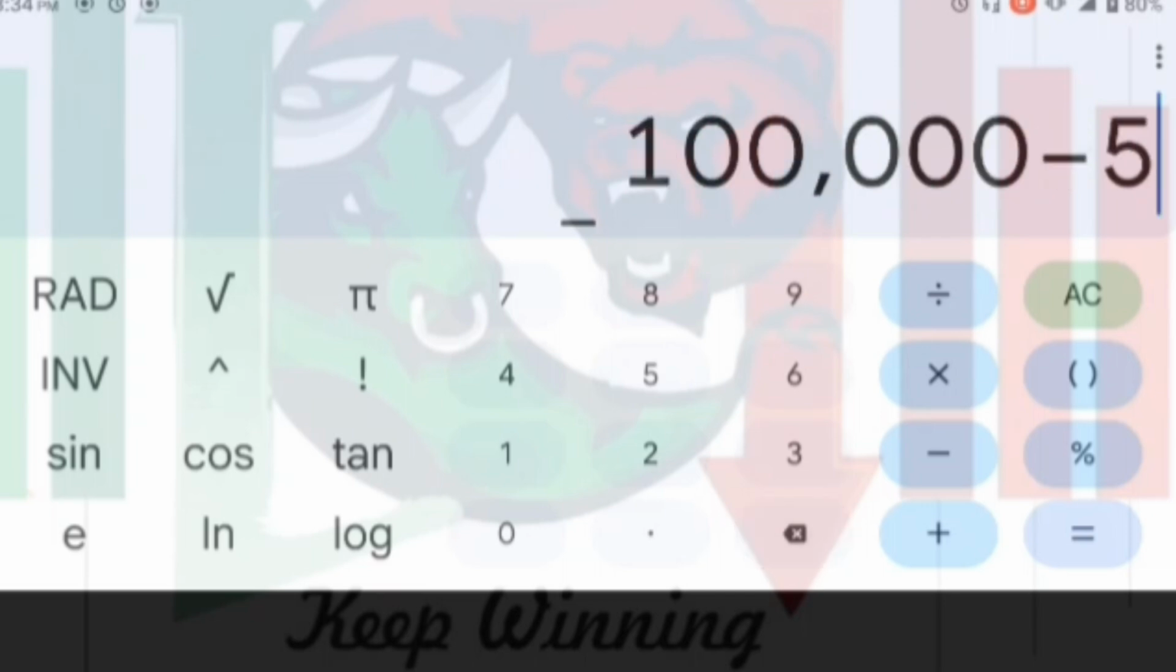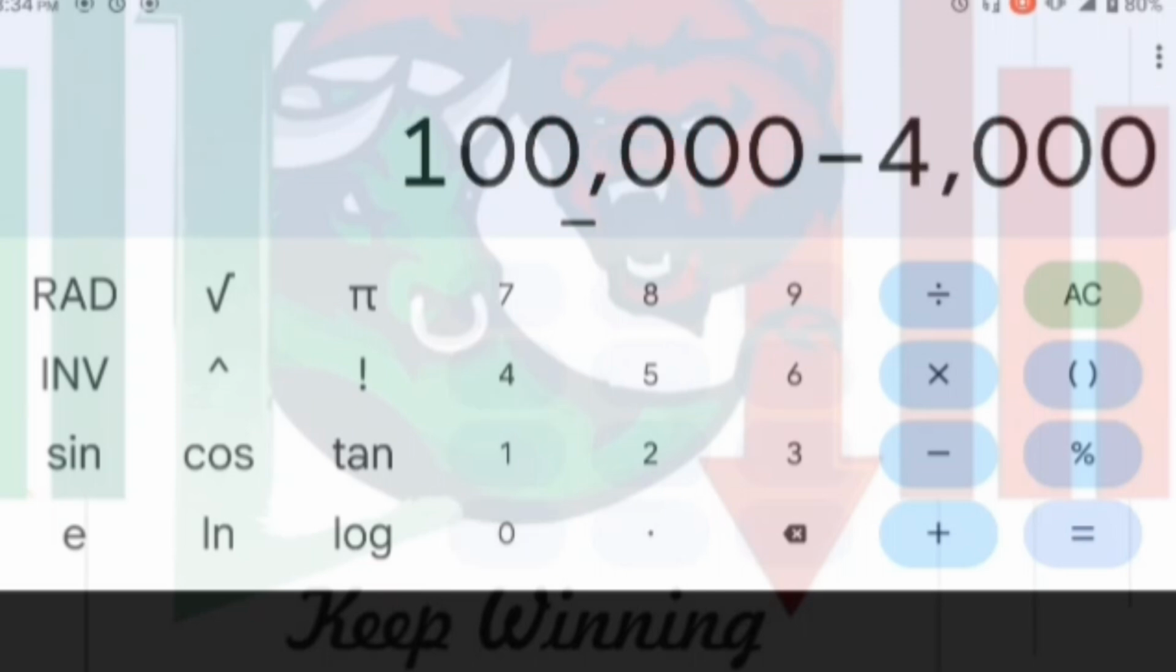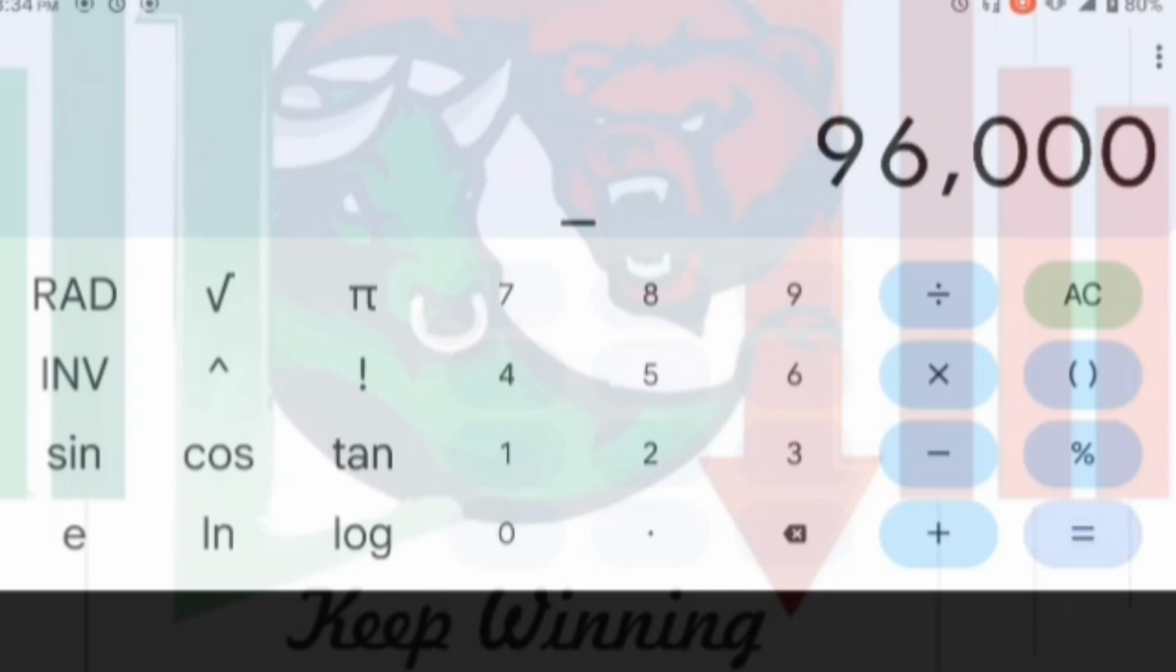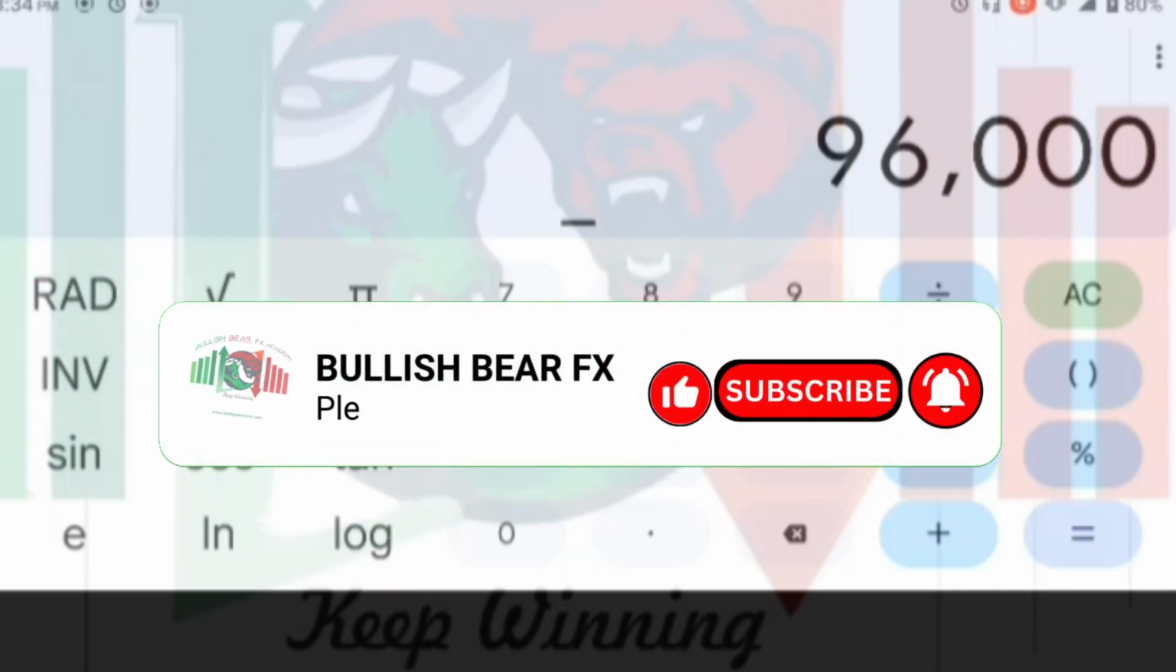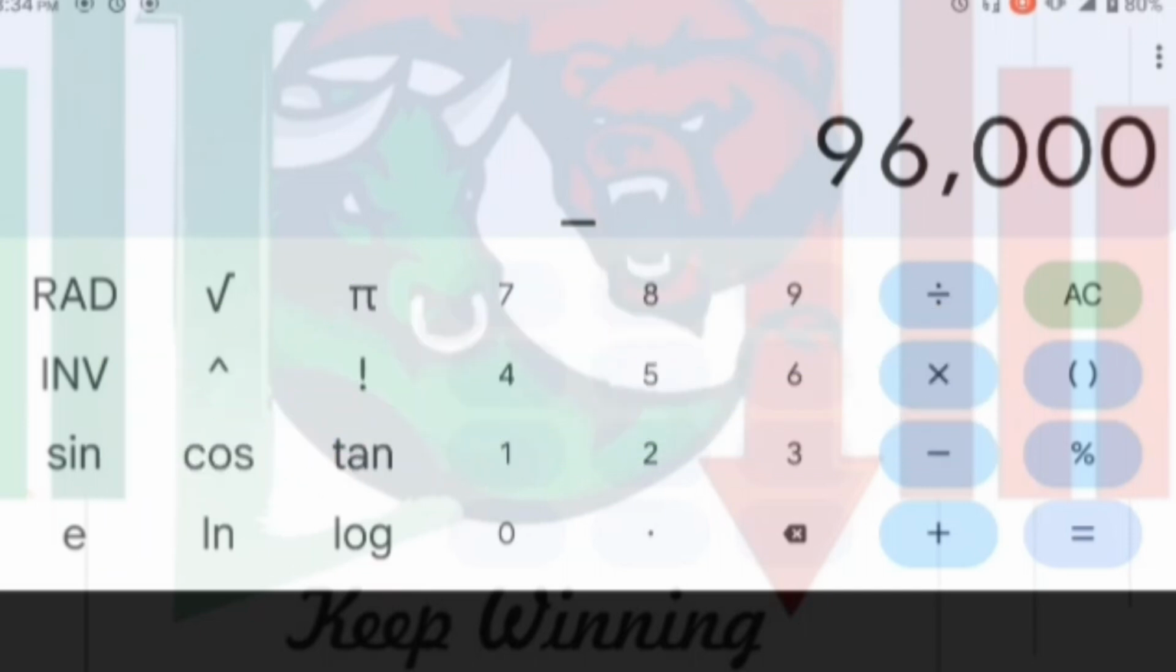So let me say -4k, $4,000, which is 96. When you're at $96,000, you know that the max daily drawdown is 95. So when you're at 96, that means you are plus $1,000, right? So that means you're at $1,000.